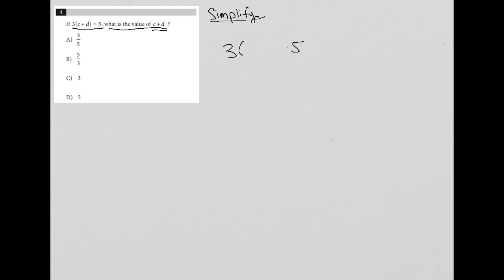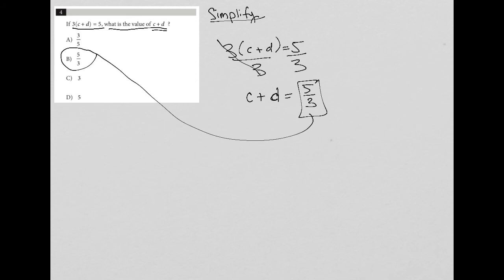Because I already have c plus d here inside parentheses, which means all I need to do is isolate that c plus d by dividing both sides by 3. That would free up and isolate the c plus d, leaving me with 5/3 on the right hand side, and therefore the correct answer is choice B.